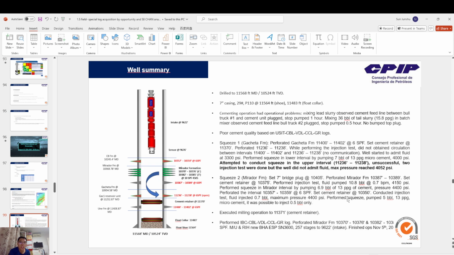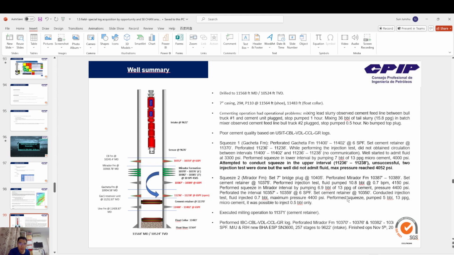Attempted to conduct squeeze in the upper interval. Unsuccessful. 2 injection tests were done, but the well did not admit fluid. Maximum pressure reached 4,052 psi.